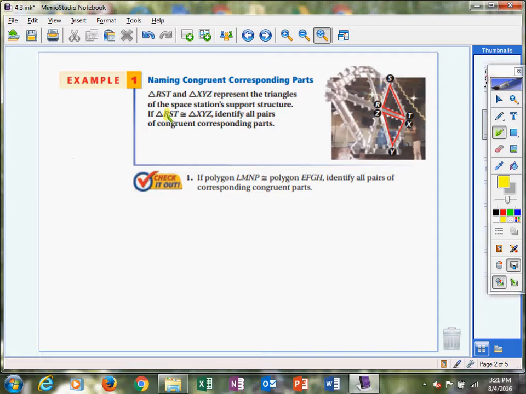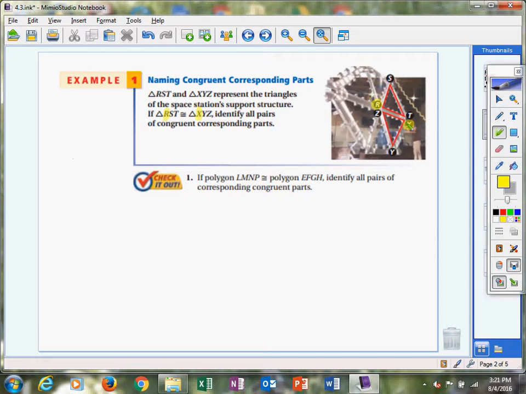Notice, R is in the first position, as is X. So I'm going to highlight R and X in yellow, because positionally, as it was written in the congruent statement here, RST, XYZ, they are telling us from that statement that R and X align, okay?